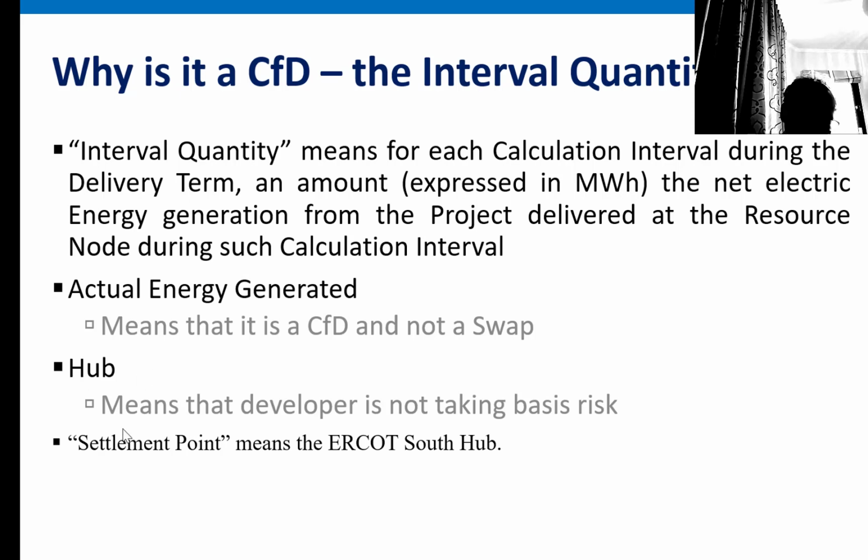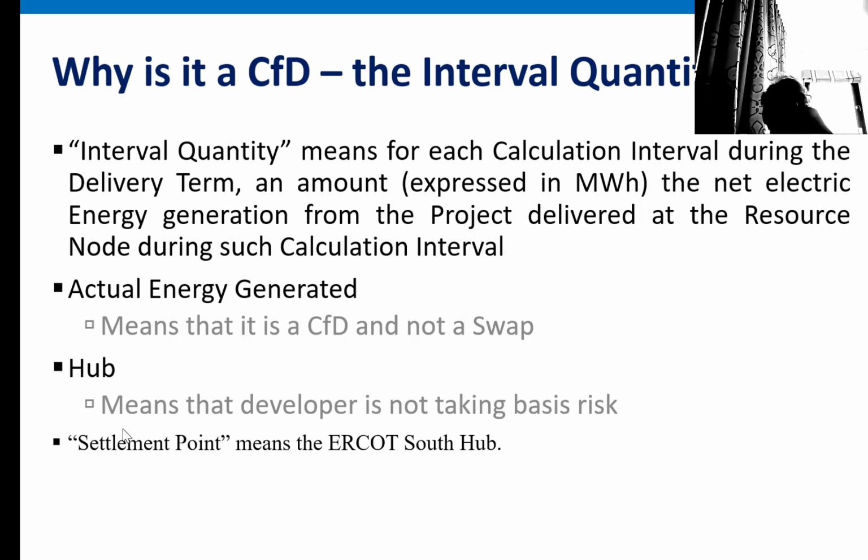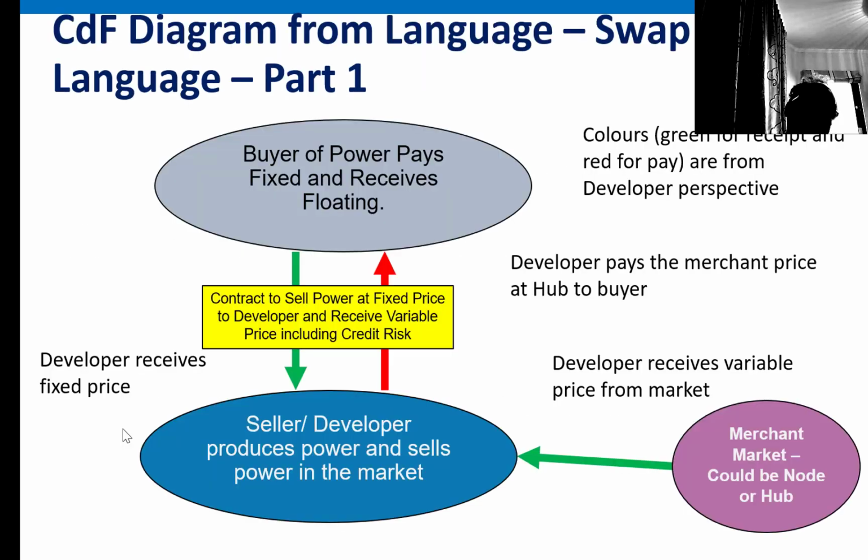So this project took a basis risk. It took an inflation risk. It took the transmission risk because it's priced at the hub, not the node. It did not take the quantity risk.